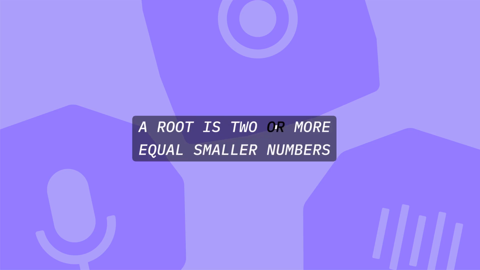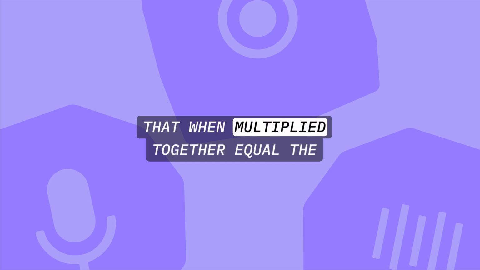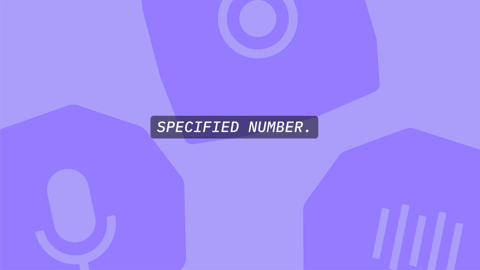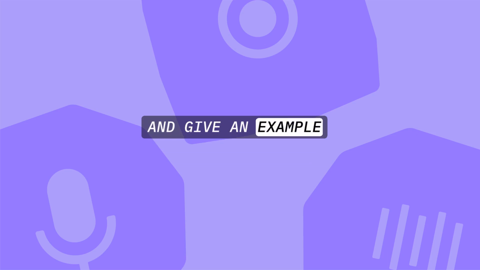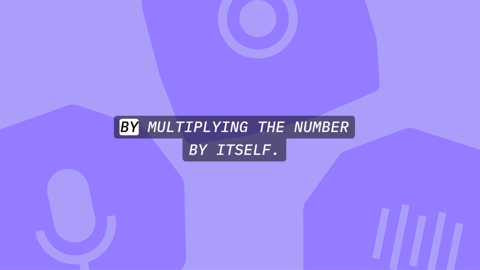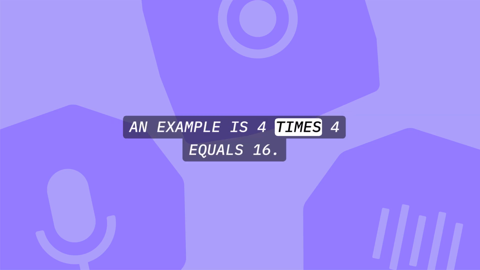A root is two or more equal smaller numbers that when multiplied together equal the specified number. How do you find the square of a number? And give an example. By multiplying the number by itself. An example is 4 times 4 equals 16.